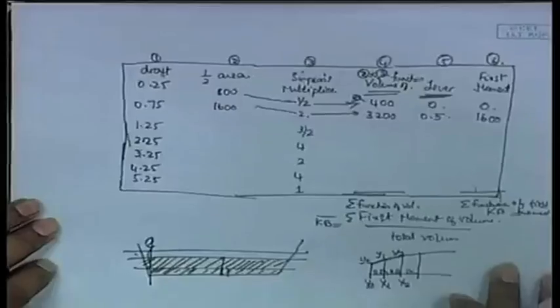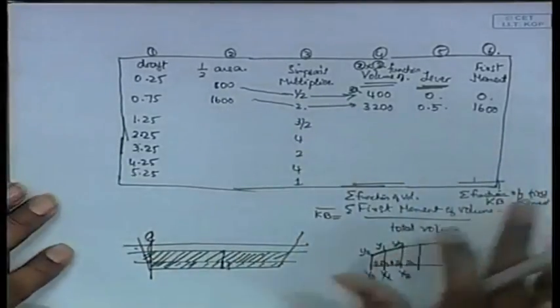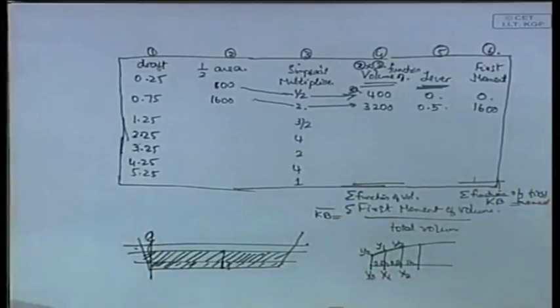Before I explain this problem, let's explain the basics first of such a problem. I'm going to skip details like 0.25 and all, let that go for the timing. Let's explain what the important things are. First of all, the problem given is this: you have a ship, okay, and you are given a table which says that at different drafts like this.